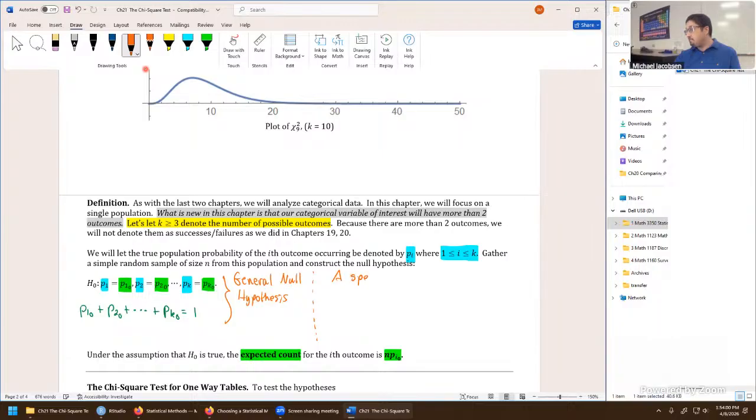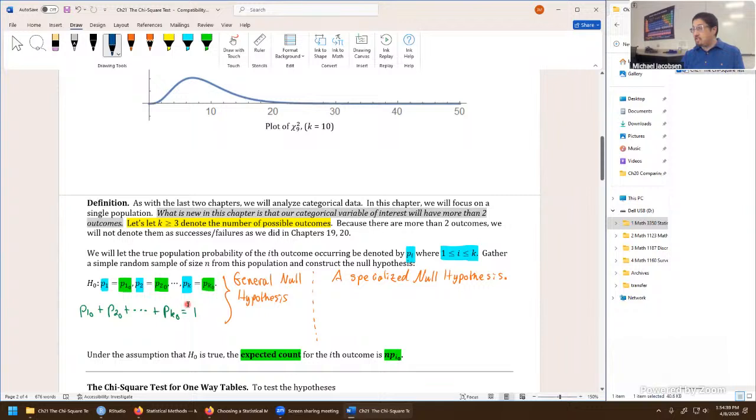A specialized null hypothesis. So what's going on in this so-called specialized null hypothesis is, when you look at this one, we've assumed a specific value for every single parameter, p1, p2, p3, all the way to the last outcome of the variable, pk. So we give these probabilities, they have to all add up to 1.